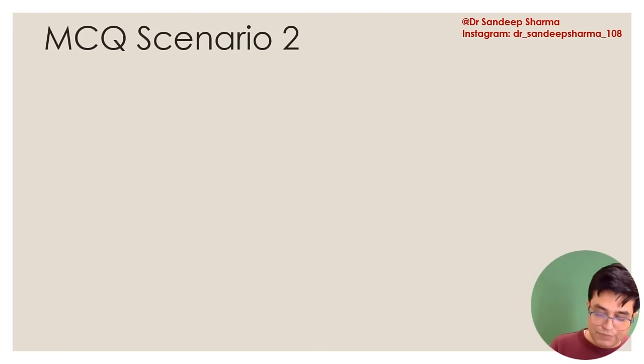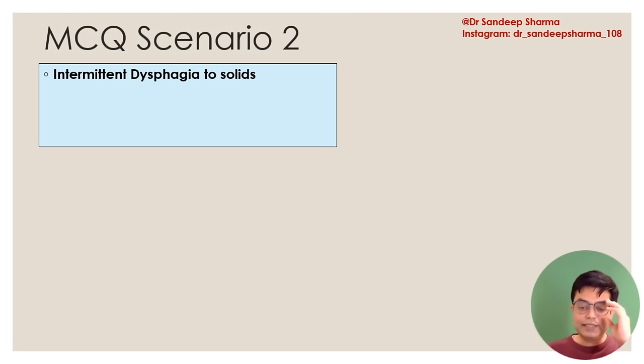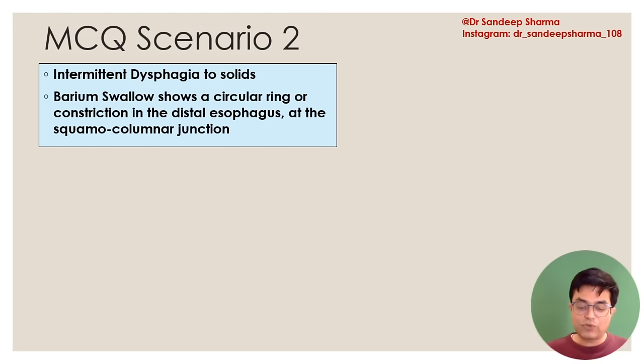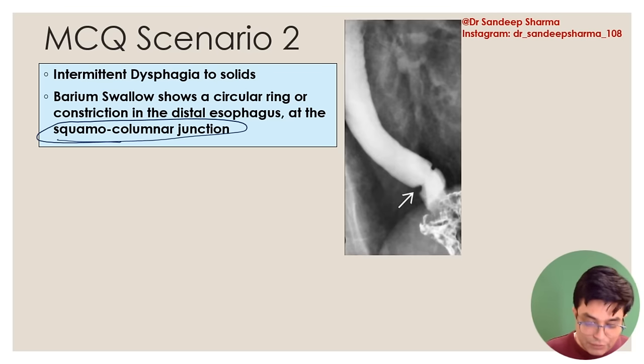If the MCQ examiner says that there is intermittent dysphagia to solids, right? There is a barium swallow which shows a circular ring or a constriction in the lower part of the esophagus, particularly at the squamocolumnar junction. And the barium swallow looks something like this. Can you see there is a ring-like constriction, not completely occluding the lumen but causing dysphagia?